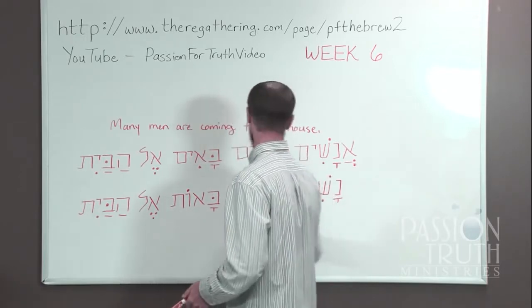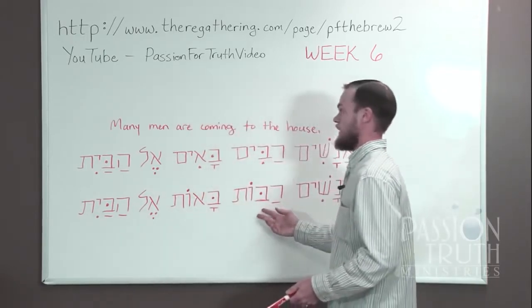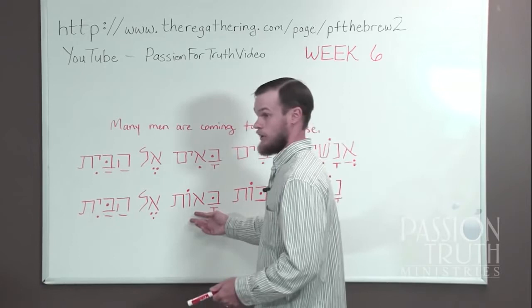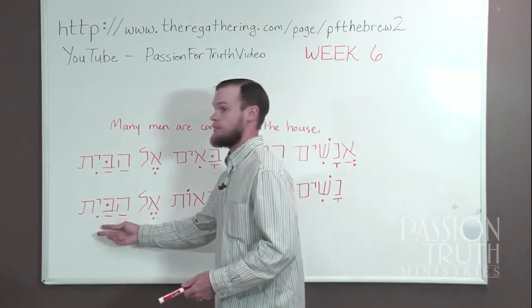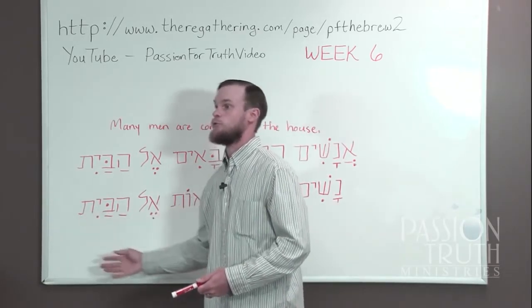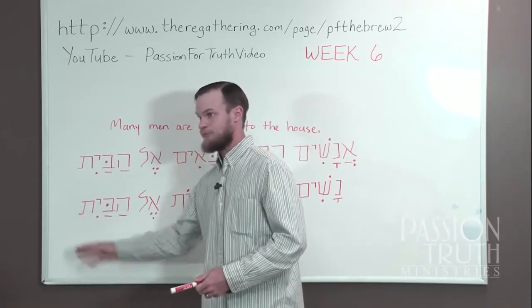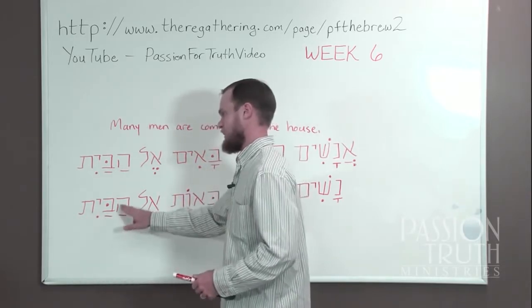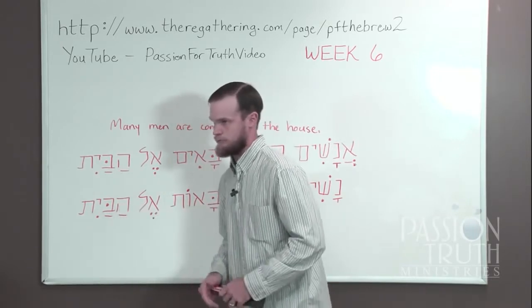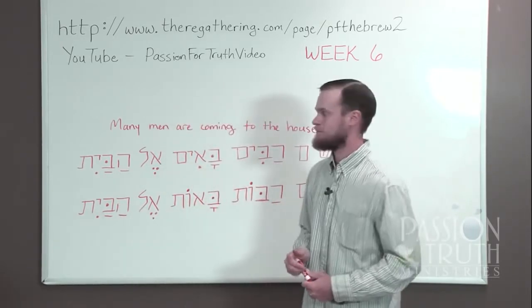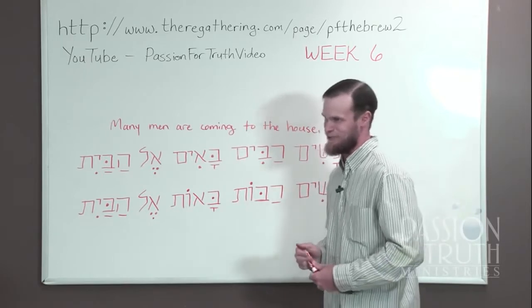So we could say Nashim Rabot, many women, ba'ot are coming, El Habayit Hagadol, to the big house. And again, we'd have to say Hagadol because it has to match the definite article on house. So that would really bring together all of the elements.